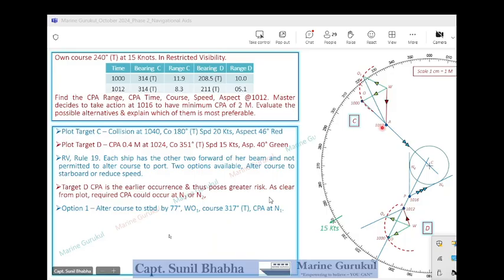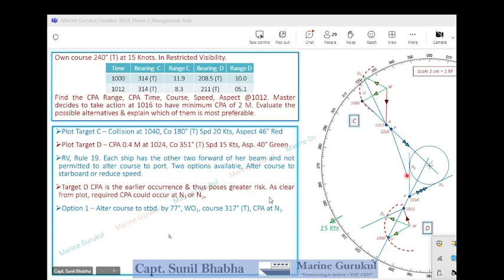Since this is effective at 10:16, let us first predict the position of target Charlie at 1016 hours after 4 minutes. So interpolating this difference, the distance Oscar to Alpha is covered by target Charlie in 12 minutes. Interpolating, we obtain the predicted position of target Charlie at point P here. Now we transfer the new line of approach, that is Oscar 1 Alpha, to point P.